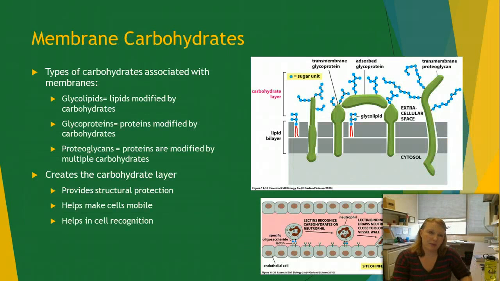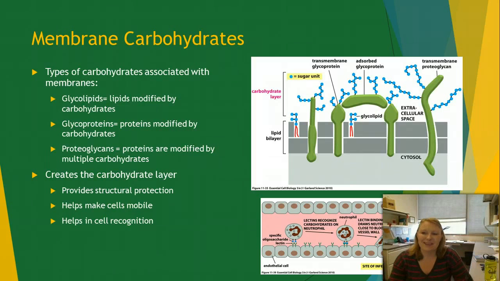So lastly, let's wrap up with membrane carbohydrates. Carbohydrates are just as important as proteins. They just maybe don't have quite as many functions that we talk about as much, because we don't work directly on carbohydrates generally. They mostly modify other molecules within the membrane. So we have glycolipids, which are lipids that are modified by the carbohydrates. We have glycoproteins, which are proteins modified by carbohydrates. And we have proteoglycans, which are proteins modified by a whole bunch of them.